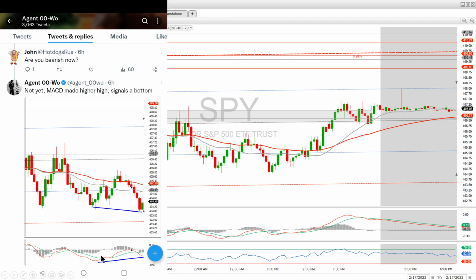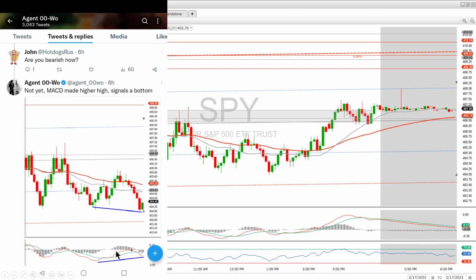So it made the higher low right here. When this made a lower low, this made a higher low. That would be equivalent to this point right here. And what happened after I said that signals the bottom? Here we go. Okay, so you got that visual in your mind right now, right?